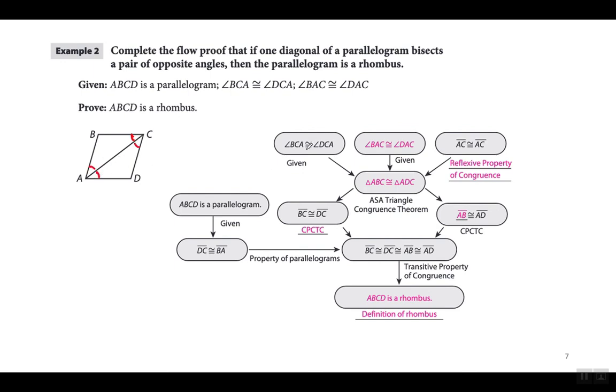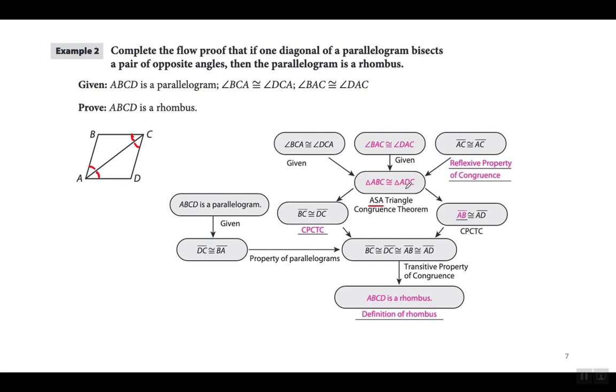Okay, so first they put the given information on the top, and that segment AC is congruent to segment AC because of the reflexive property of congruence. Okay, so if you look at the picture, you got angle, side, angle for these two triangles. The two triangles are congruent because of the angle, side, angle triangle congruence theorem.